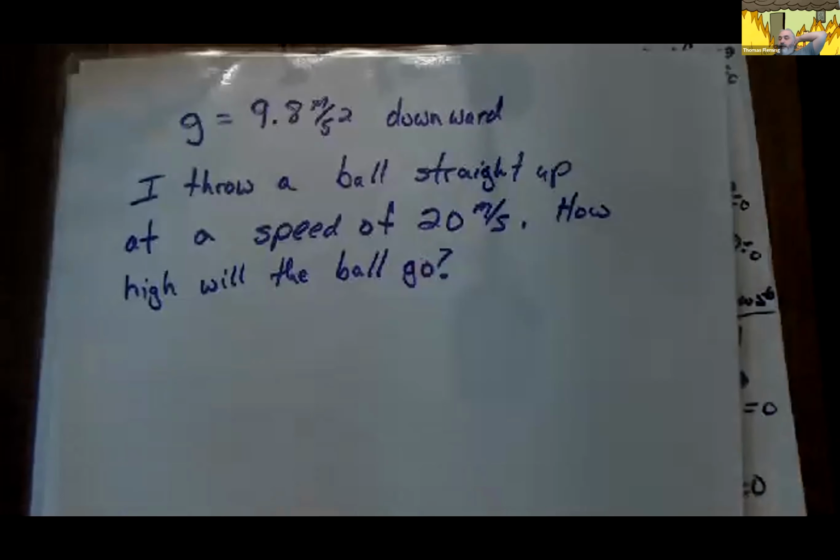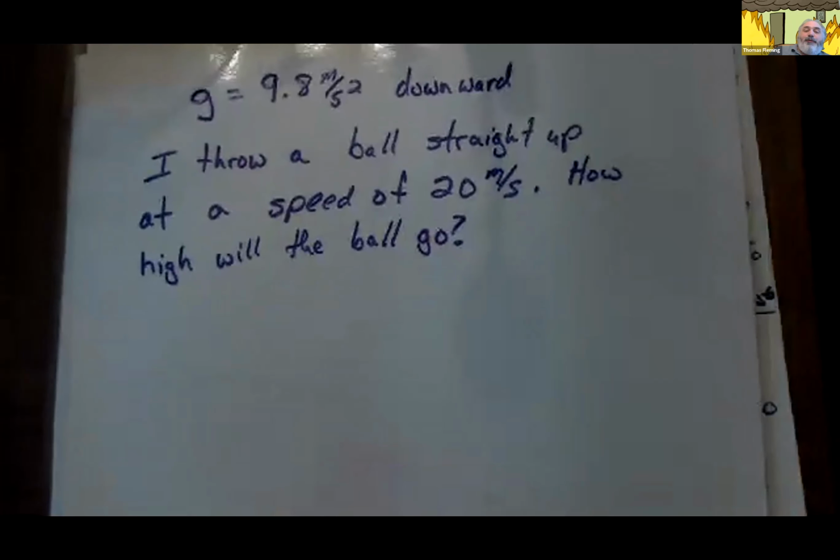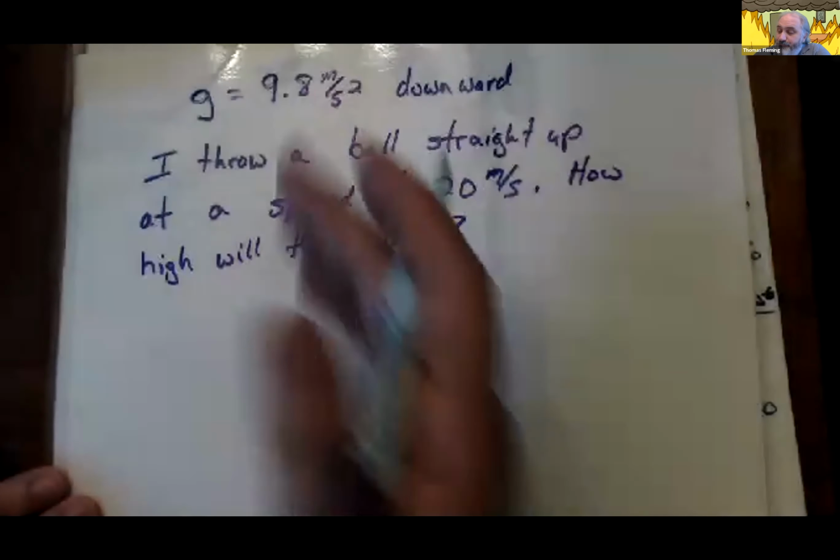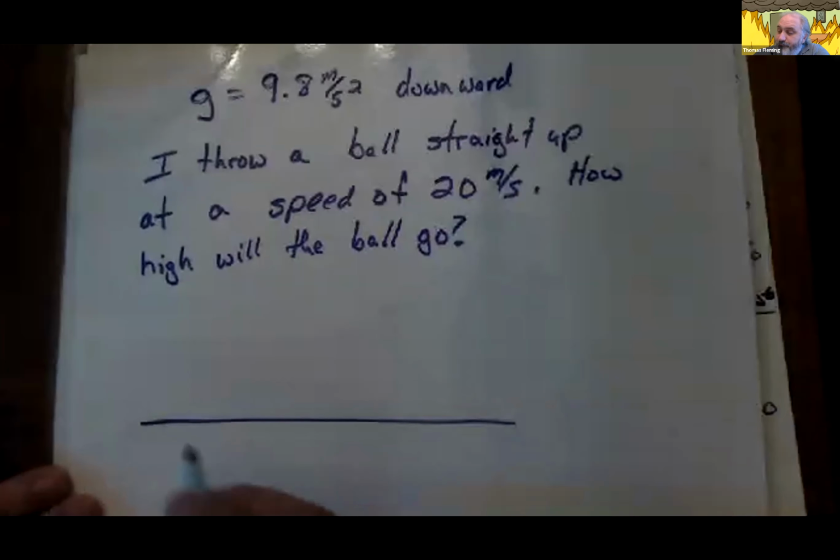Super easy, fairly straightforward. I'm throwing a ball straight up in the air. I want to know how high the ball will go. Now, this is a one-dimensional kinematics question. It's just instead of the one dimension being sideways, it's up and down instead. So let's draw a picture.